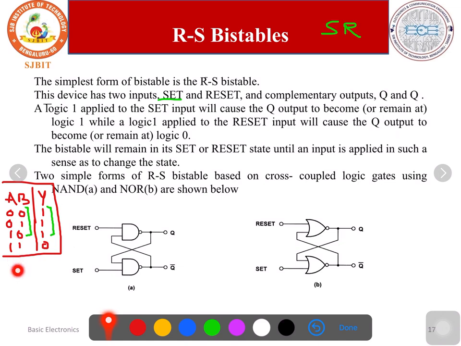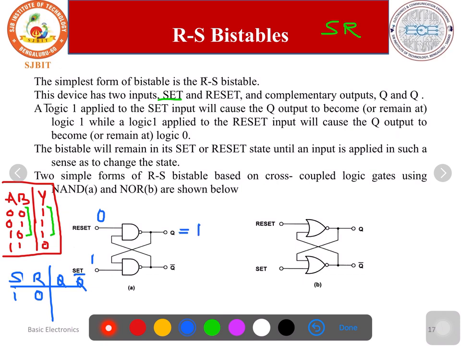So I will write S, R, then Q, Q bar. Initially, I will apply S is equal to 1, R is equal to 0. Just now we learnt any one of the input is 0, the output is 1. Don't worry about the other input, the output changes to 1. So here the output Q becomes 1.